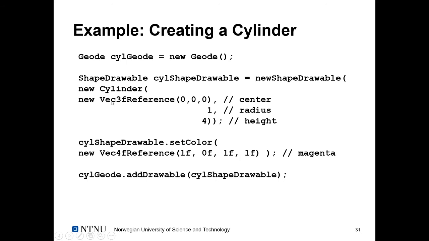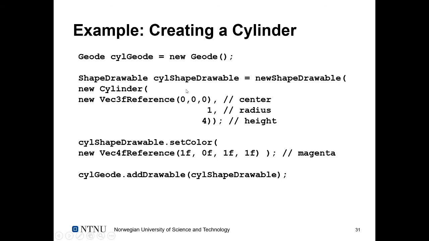And then you basically input a vec3, which is basically the center of the cylinder. The second argument here is basically the radius. Here is radius 1, and then 4. This number 4 is basically the height. You could set it to any height you like.